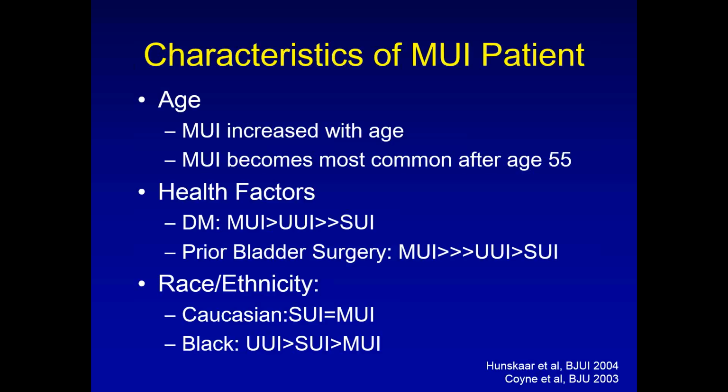And you can see the race and ethnicities. If they're Caucasians, urge is equal to stress. If they're African American, then urge is often worse than stress, which is often worse than mixed.